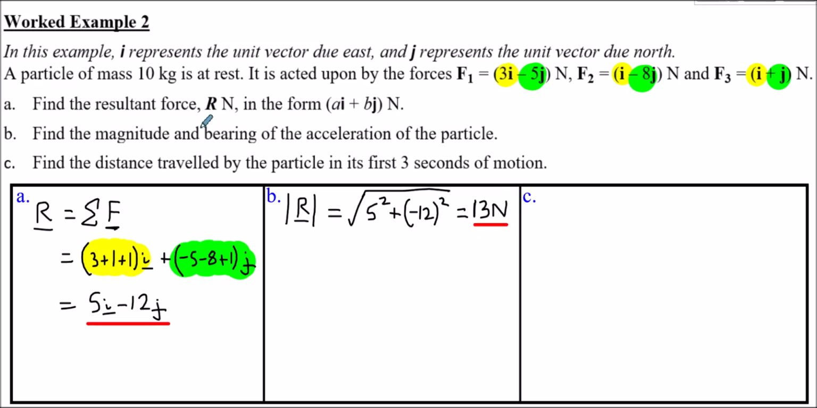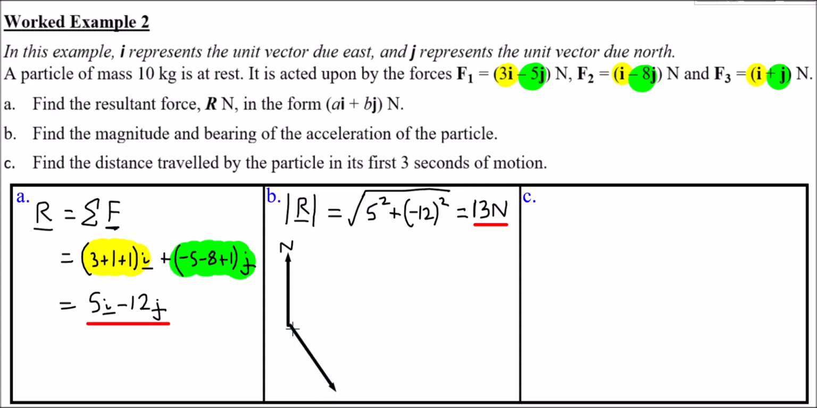Now we need to work out the bearing as well. So bearings are always measured clockwise from north. So I'm just going to draw on a north line like so. That's a bit wonky. I'll get that straightened out. There we go. Now let's consider the resultant force. 5i minus 12j. That means it's going 5 along and 12 down. So it's going to be this sort of direction here. It's going to be a bit along but mainly down, like so.